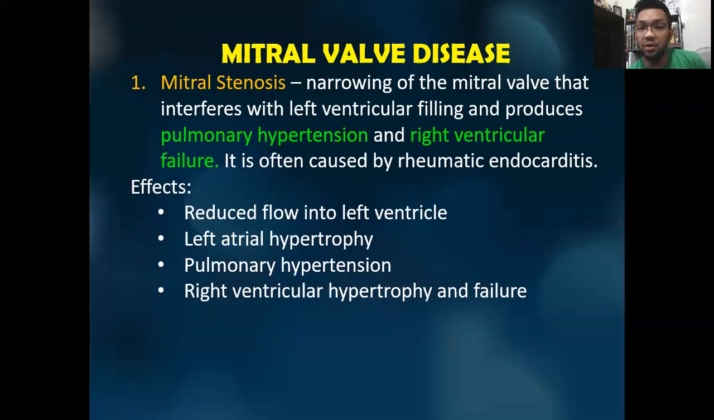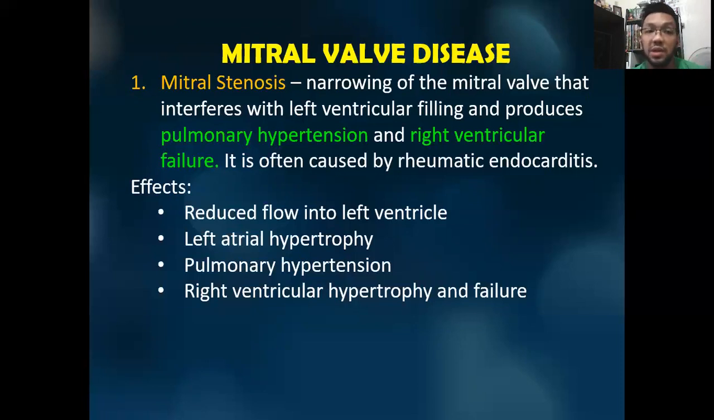Now we go to the first one, mitral valve disease. Number one is mitral stenosis, which is the narrowing of our mitral valve. Now this will interfere with the left ventricular filling and produces pulmonary hypertension and right ventricular failure. And this one is caused by rheumatic endocarditis. So it's caused by an infection.